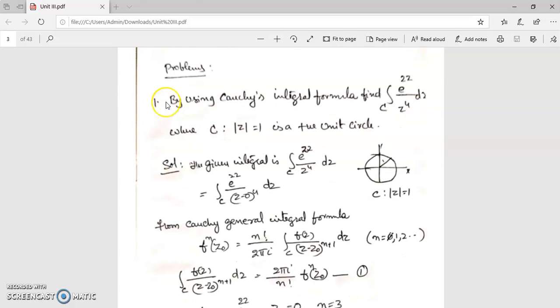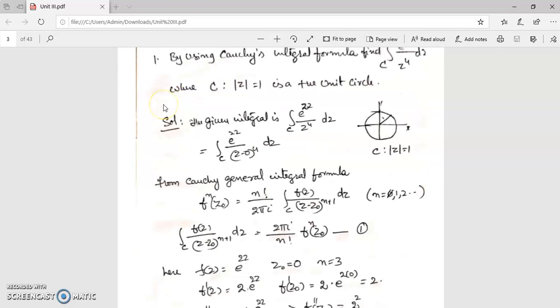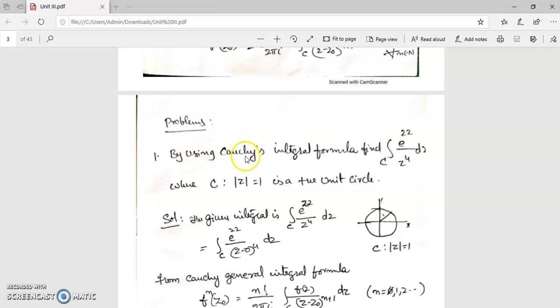Here we will see some applications or problems. By using Cauchy's integral formula, find the integration of e power 2z by z power 4 dz, where the simple closed curve is mod z is equal to 1. That is, the center is 0 and the radius is 1, a unit circle.